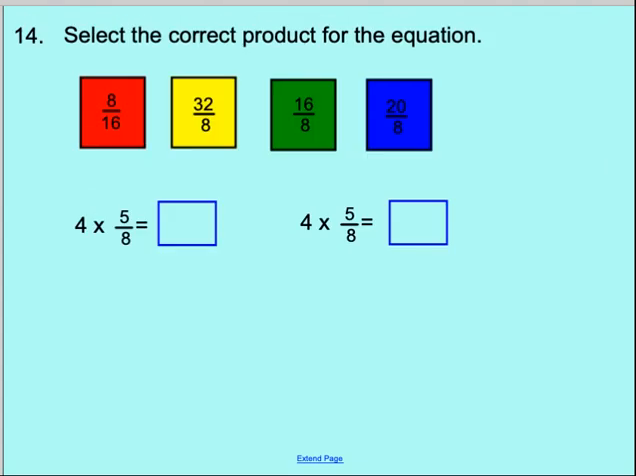All right, number 14. Select the correct product for the equation. All right, so we've got these choices. So 4 times 5/8. So you can count by 5/8 4 times. 5/8, 10/8, 15/8, 20/8. So we know this one's going to be 20/8. So we'll put this one over here. I'm not even going to try. I'm just going to write it. 20/8.